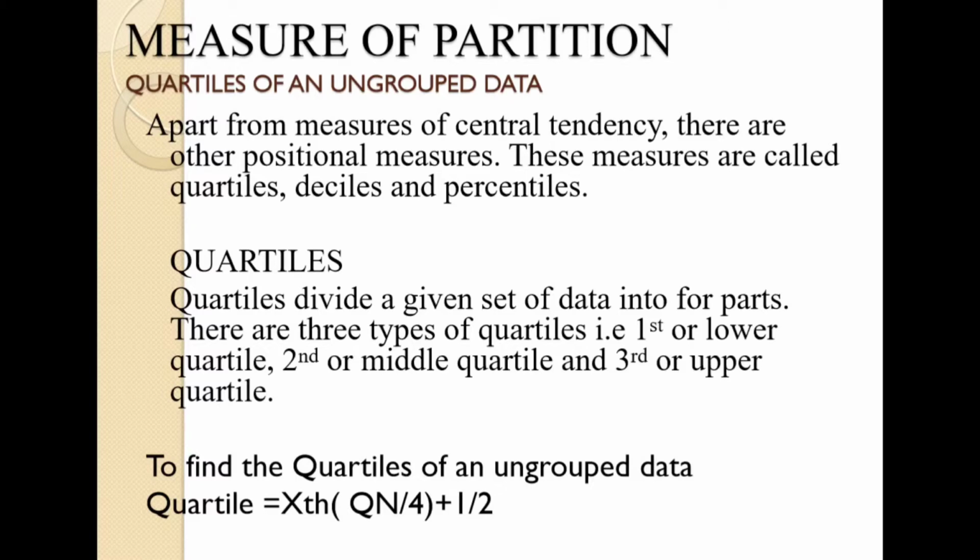The quartiles divide a data set into 4 equal parts. The first quartile is called the lower quartile. The second quartile is called the middle quartile, or the median of the distribution. The third quartile is called the upper quartile, and the fourth quartile is called the entire distribution. And so we'll be focusing today on how to find the quartiles of both an ungrouped and a grouped data.